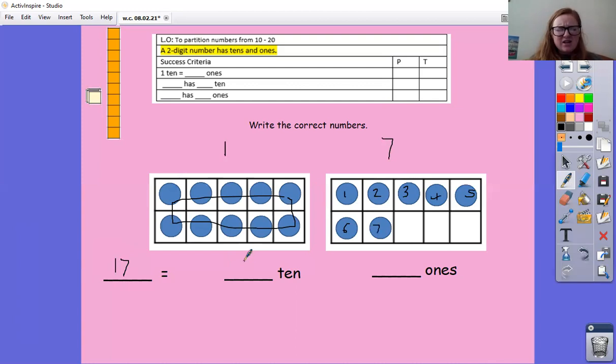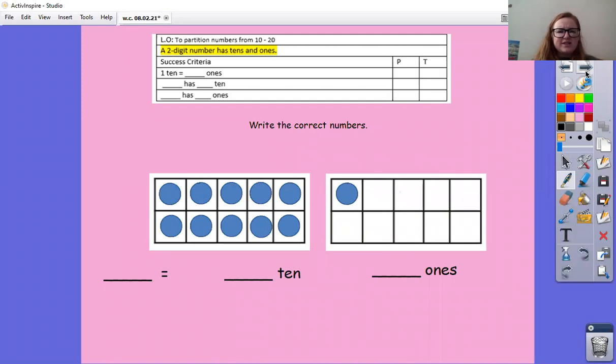And how many tens are there? How many complete tens frames are there? There is 1 ten. And how many ones are left over? This frame is not complete. How many ones are in there? There are 7 ones. Okay.